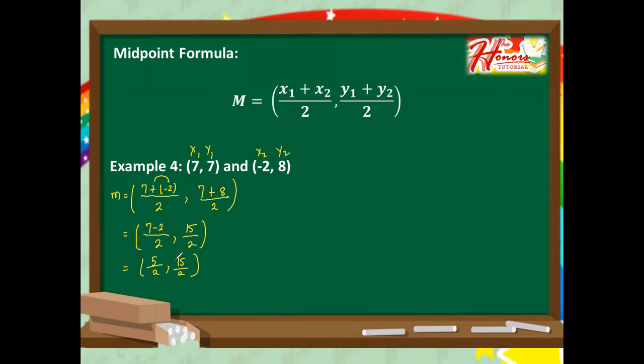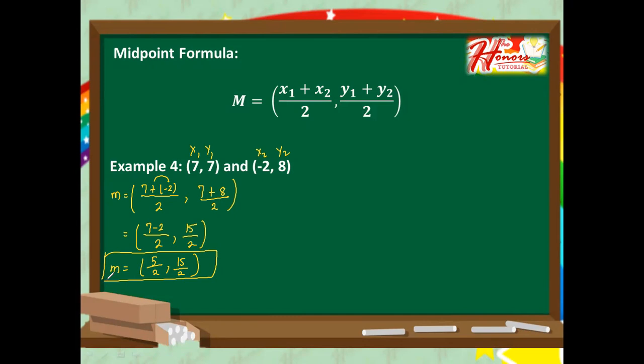So this is the midpoint of example 4. Let's write M here to be specific. And then let's box it. Again, the midpoint of example 4 is 5 over 2 and 15 over 2.